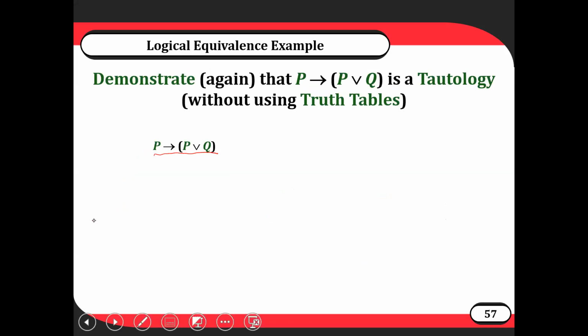So what's the first thing maybe that we want to do? What's the first step? So we have an implication. Those are difficult to work with. Yeah, so we want to use the implication equivalent and get rid of that implication. So this is equivalent to not P or P or Q. And now what do we do?